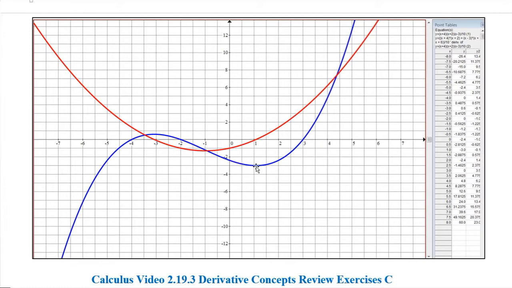And you have a local minimum here where the derivative is equal to 0. So where the derivative crosses the x-axis, at the same x, that is going to give us a horizontal tangent line there, and it's going to be a local minimum.